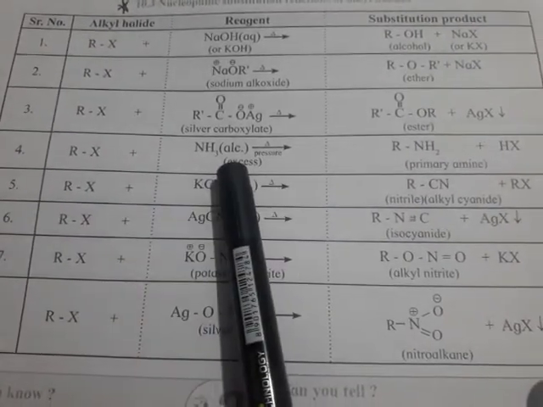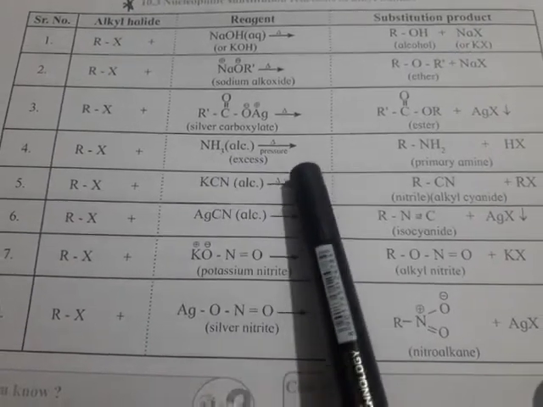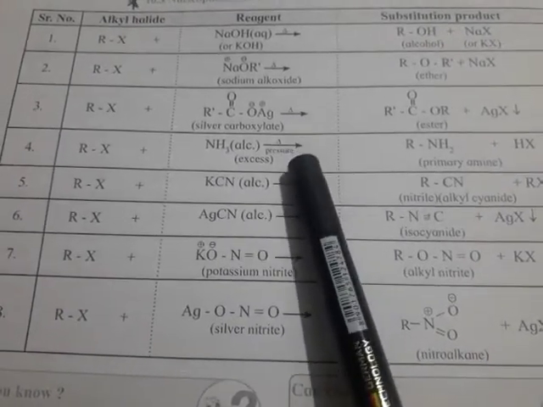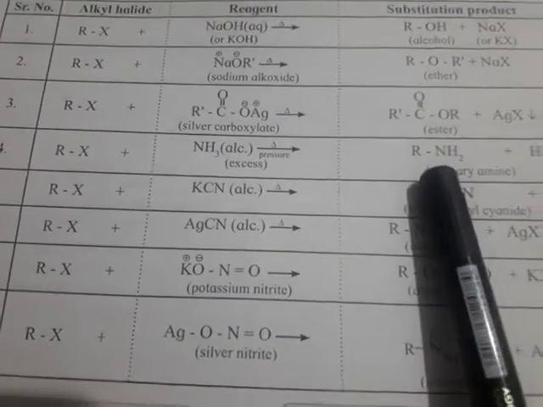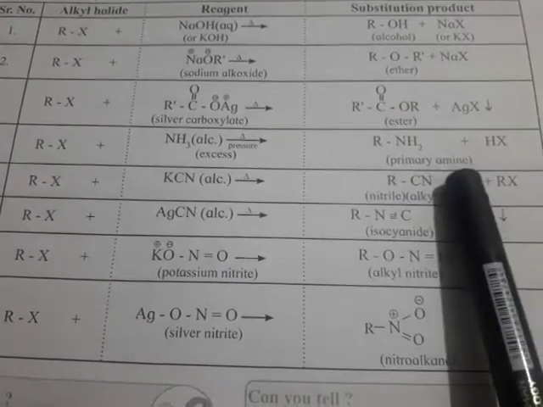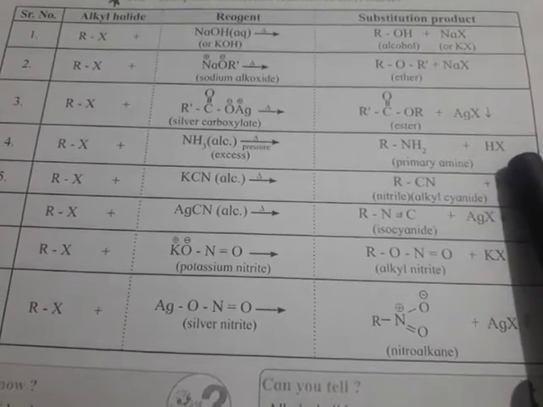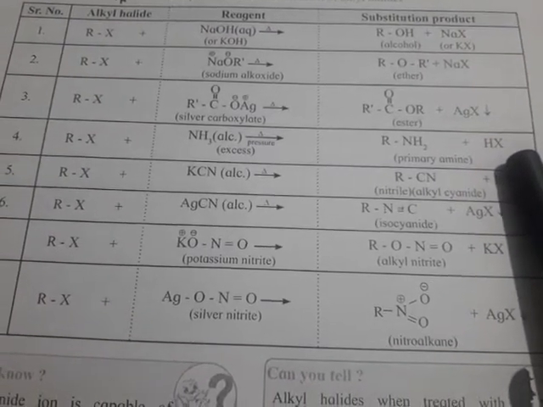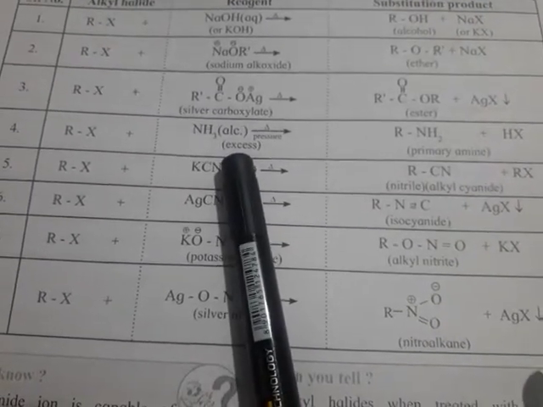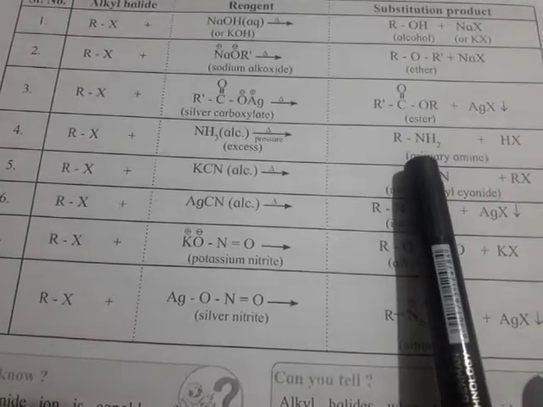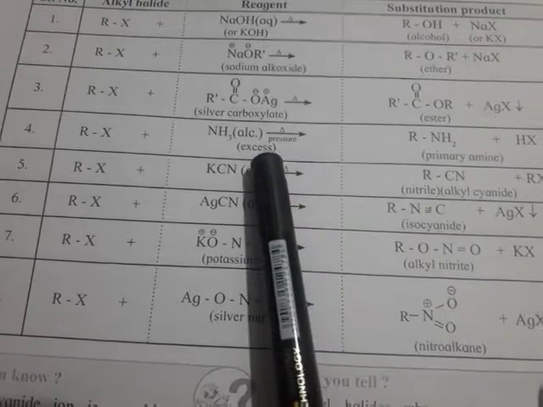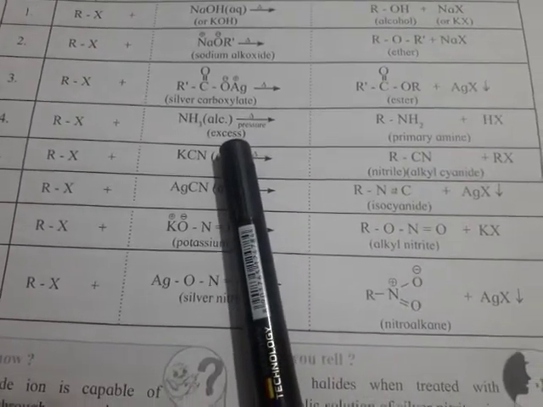RX reacts with ammonia. It is alcoholic ammonia and the ammonia must be in excess. The mixture is heated under pressure. Then only we get RNH2 and HX. Primary amine is obtained. This is also a named reaction. We have discussed this as Hofmann's ammonolysis reaction. Again refer to the old video for this. Ammonia is given in excess. If we don't take ammonia in excess, then we get secondary and tertiary amine along with quaternary ammonium salt. So here they have given use of excess ammonia.